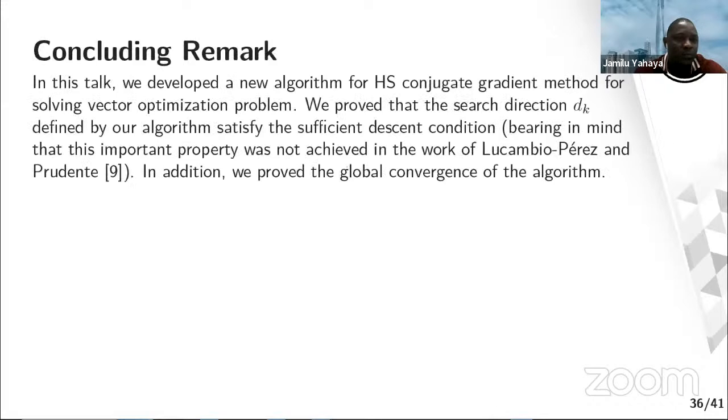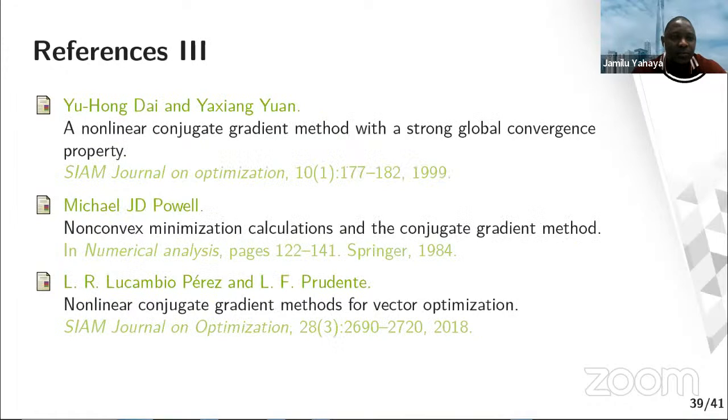So, concluding remark. In this talk, we developed a new algorithm for the HS conjugate gradient method for solving vector optimization problems. We proved that the search direction defined by our algorithm satisfies a sufficient descent condition, bearing in mind that this important property was not achieved in the work of Lucambio Pérez and Prudente. In addition, we proved the global convergence of the algorithm. These are some of the references. Thank you very much.